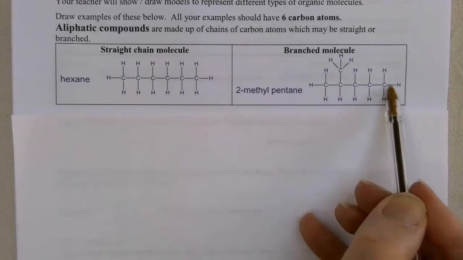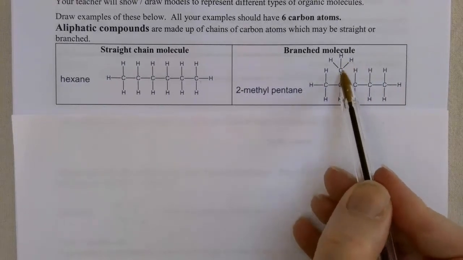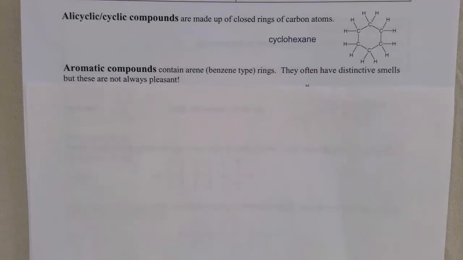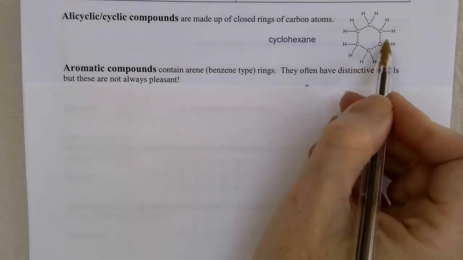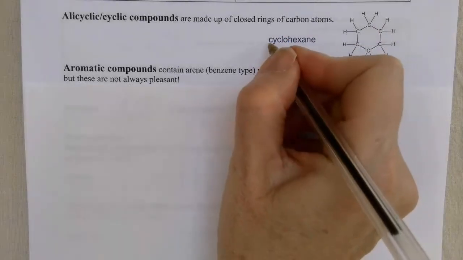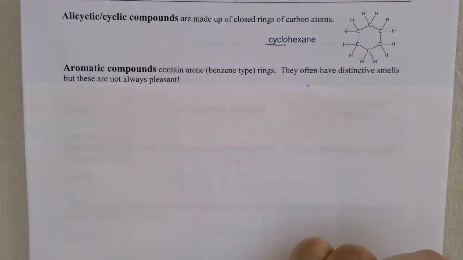So this is the main chain of carbons here, and you have this branch sticking off of the main chain. We can have cyclic groups, which are made up of closed rings of carbon. For example, here I have 6 carbons, but they are in a ring. So this is called cyclohexane. Cyclo, if you see that, just indicates I've got a cyclic group. In other words, I've got a ring. I could have a ring of 3, 4, 5, 6, and so on carbons.